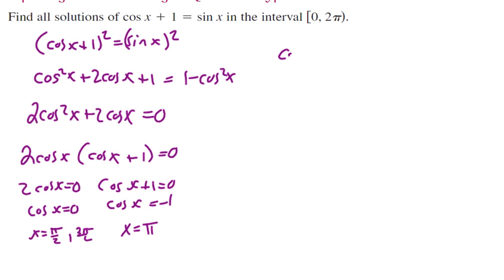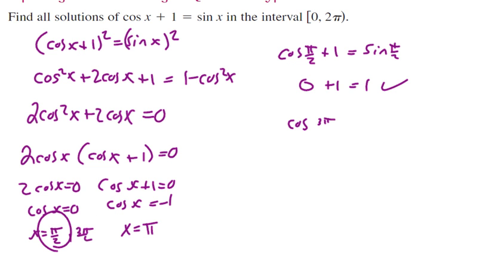So cosine of pi over 2 plus 1, is that equal to sine of pi over 2? Well, cosine of pi over 2 is 0 plus 1, and sine of pi over 2 is 1, so that's 1. So 1 equals 1, bing! So we know that pi over 2 is an answer. That's fine. Let's check 3 pi over 2.